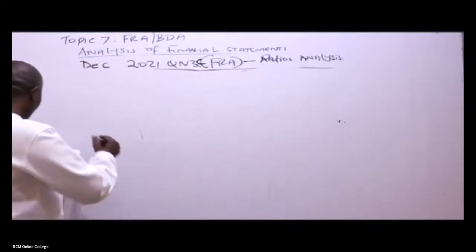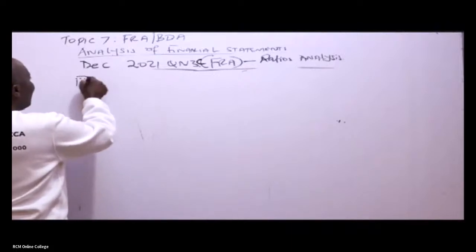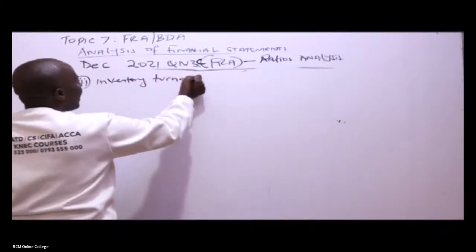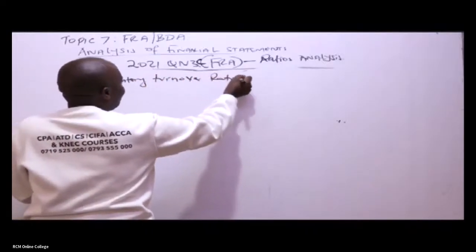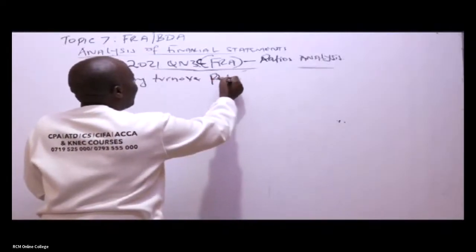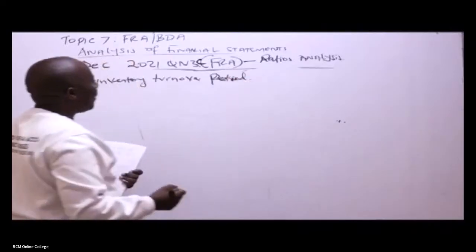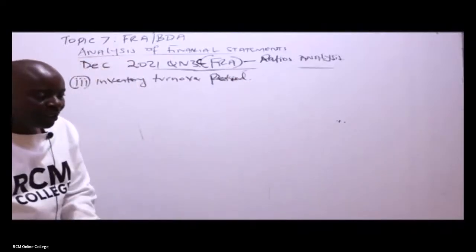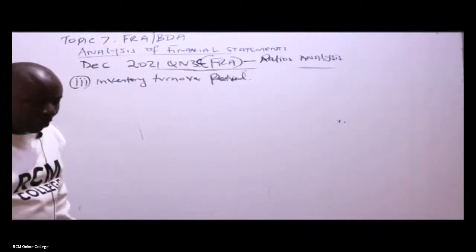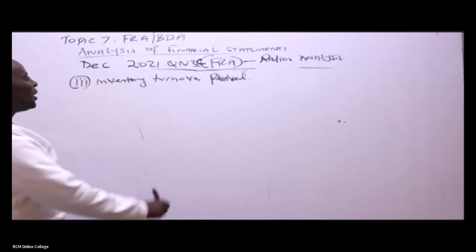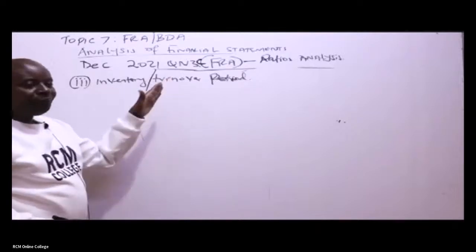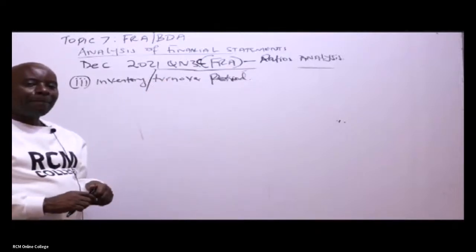The next one, number 3, they are talking about inventory turnover. Inventory turnover period, not ratio. Very, very different. So this is normally how I remember the formula for inventory turnover. You see here, there is like an over. Inventory over turnover.